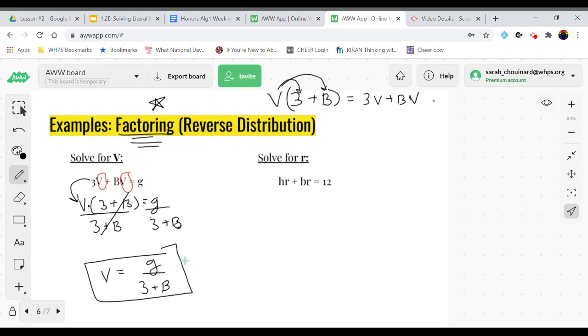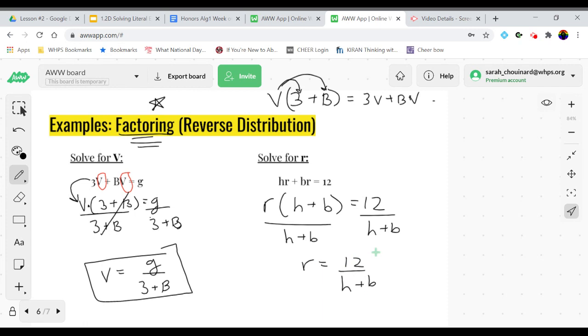All right, so let's reverse distribute here, aka let's factor. So if we take r out, we're left with h plus b. And now, just division. So r is equal to 12 divided by h plus b. So these problems are actually really easy as long as you remember when the variable is in two terms to factor.